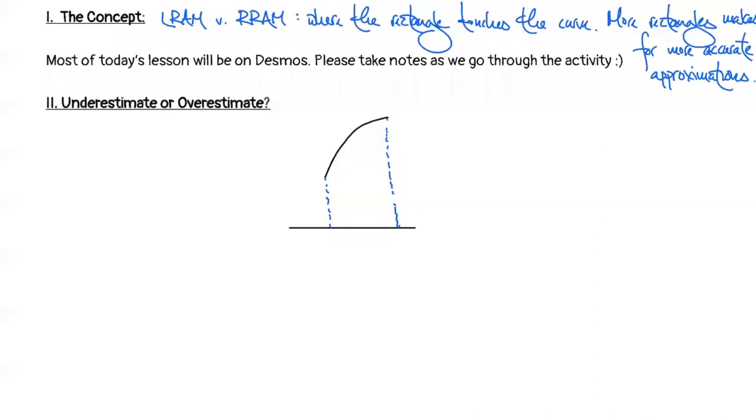If I wanted to split this into, let's just start with 2 rectangles, let's say we had a space like that. We just have 2 rectangles. If I use a left approximation, and then I used a right approximation, which one would give me an overestimate?